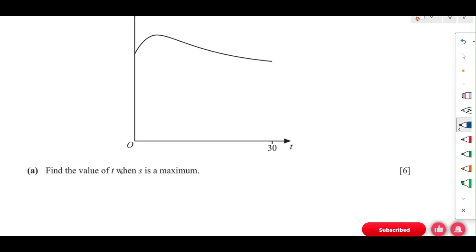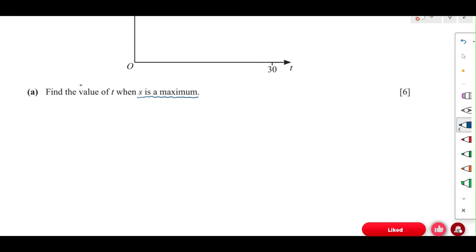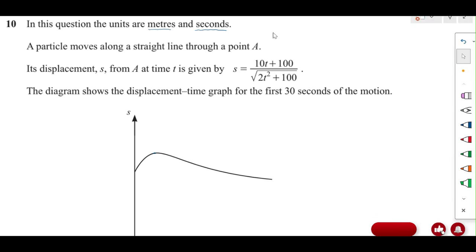Part A, find the value of t when s is maximum. S is basically the displacement. So when the displacement is maximum, at what value of time is the displacement maximum? Okay. So for maximum, we know that the derivative of displacement with respect to time should be equal to 0, right? So first we need to figure out the derivative of displacement.